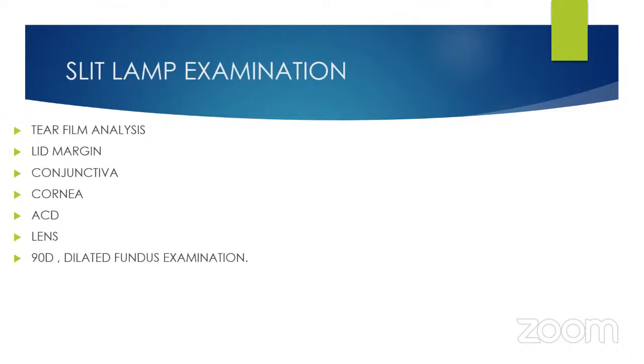Coming to slit lamp examination, tear film analysis, especially its height, is done. Lid margin is examined to rule out any blepharitis. Conjunctiva is assessed for papillae. Cornea is assessed for any scars, vascularization, thick peripheral corneal nerves, Fleischer ring, especially in keratoconus, and anterior chamber depth using Van Herick's grading is documented. Then the lens is seen for any nuclear changes, nuclear sclerosis changes or not.